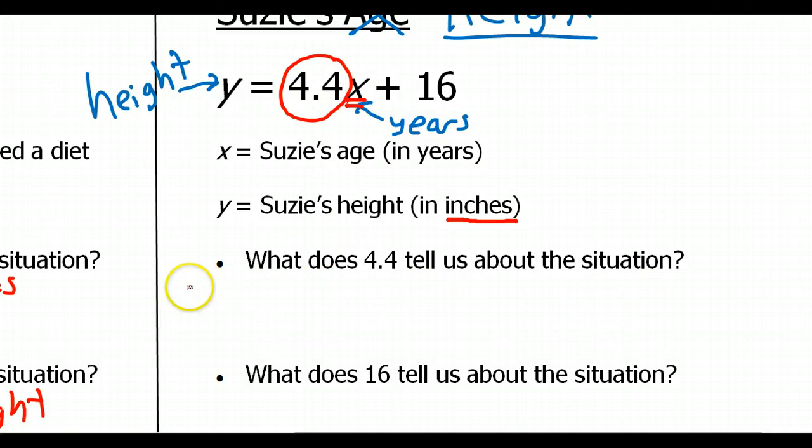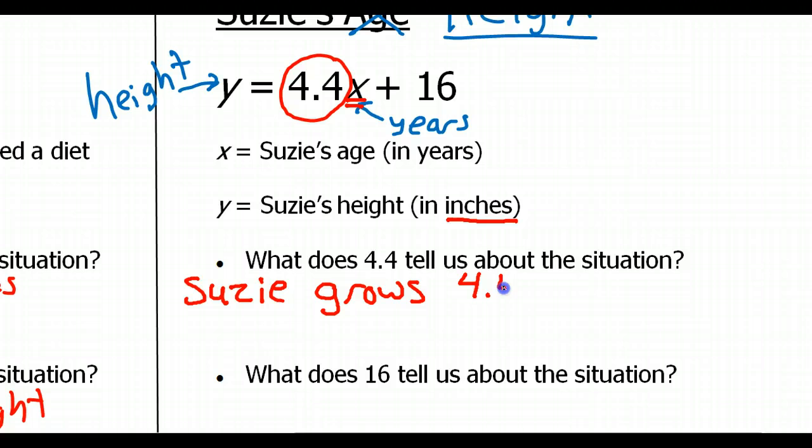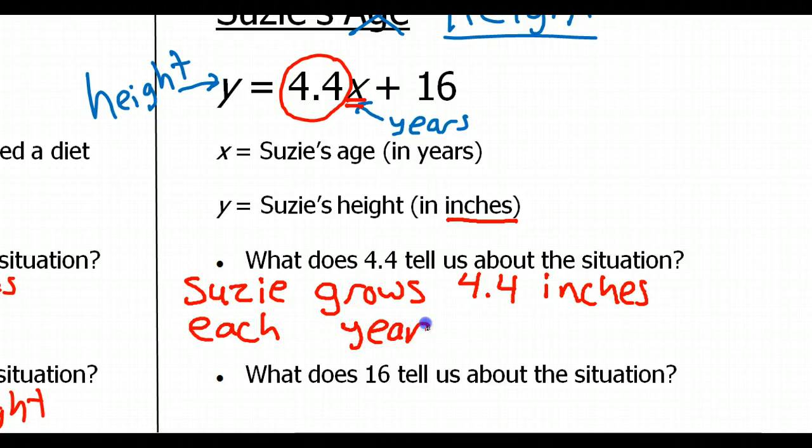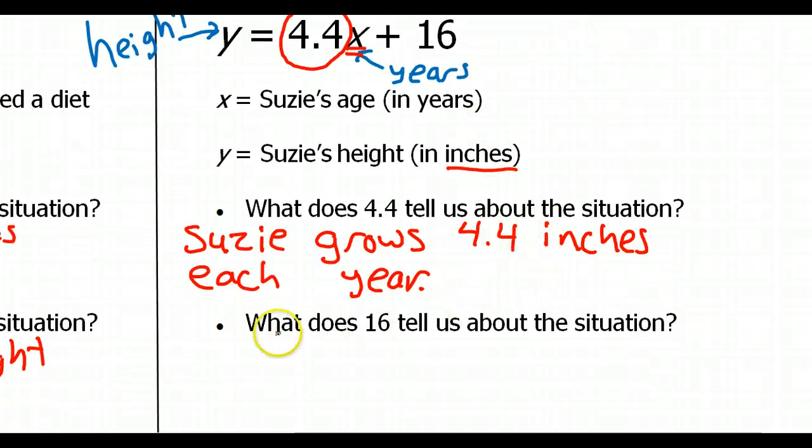So you should have written that down. Hopefully you already have it, but I'm going to write it down now. Susie grows 4.4 inches each year. Okay, what does the 16 tell us about the situation?